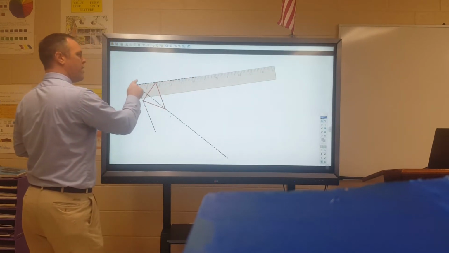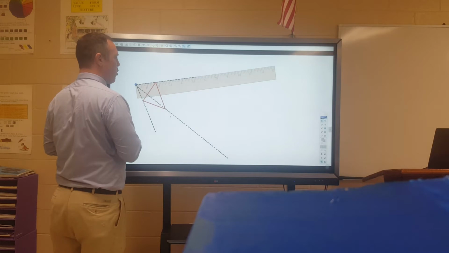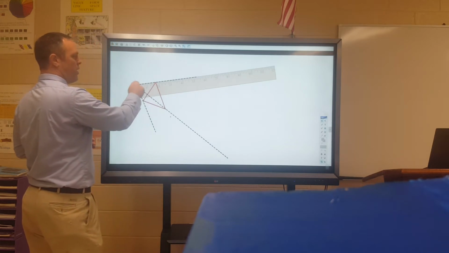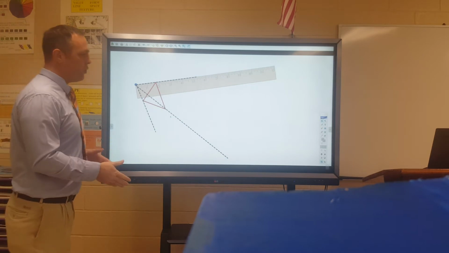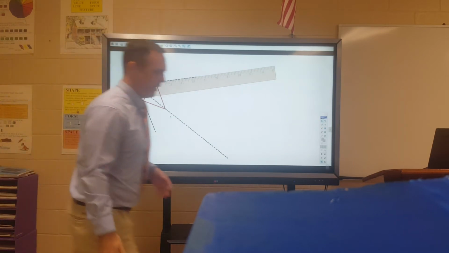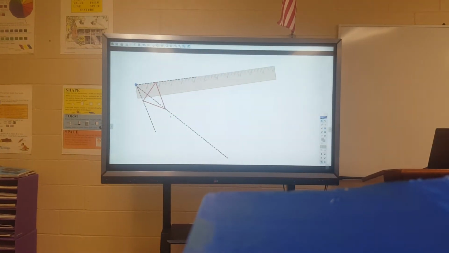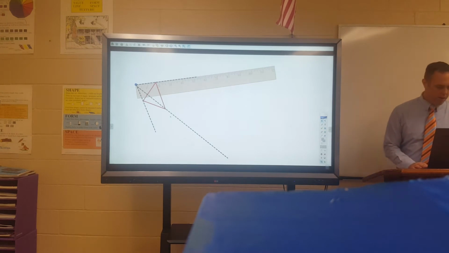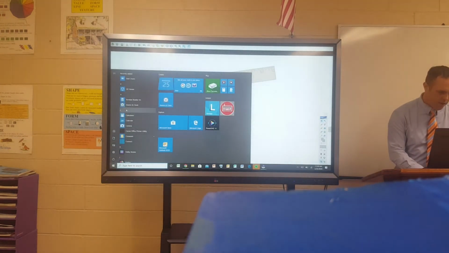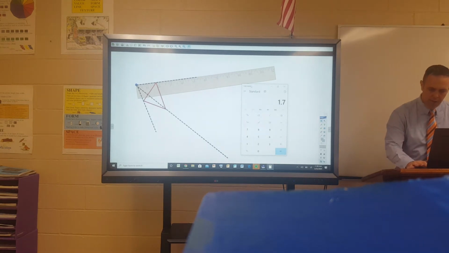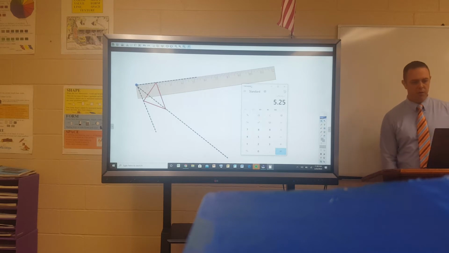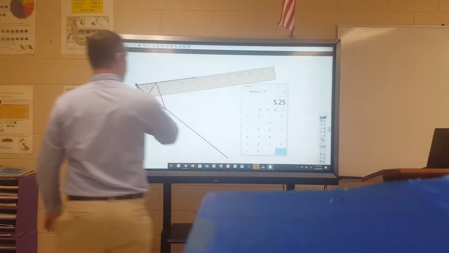Now this was 1 3/4 length. You see that there, 1 inch and 3/4, or 1.75 inches. So what I'm going to do is multiply that by 3. All right, let me see if I can bring up a calculator off to the side here. So 1.75, we multiply that by 3, and you get 5.25, or 5 1/4.